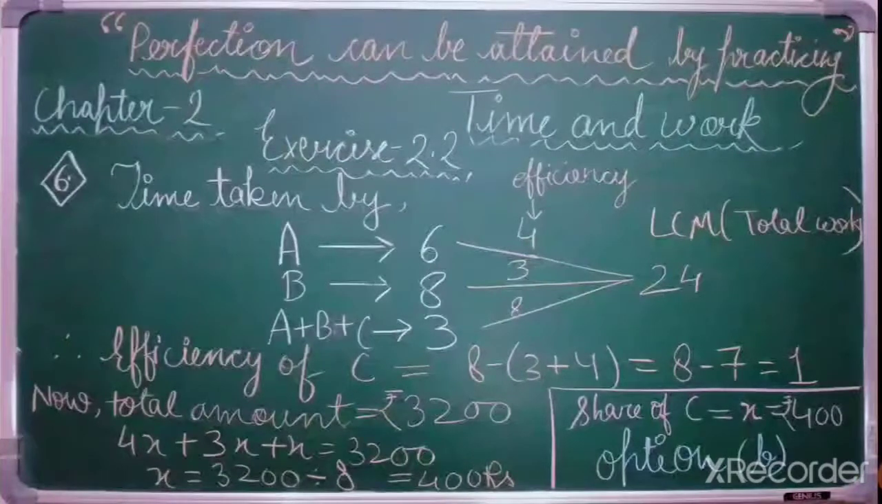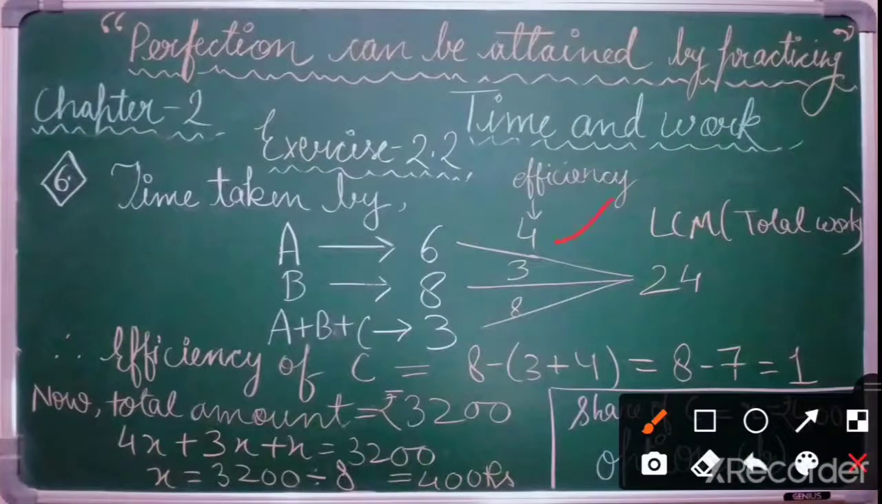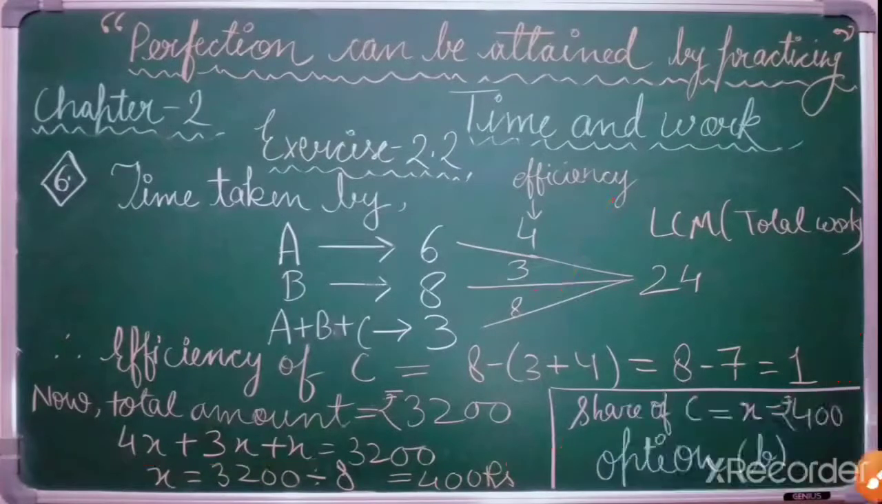Now, A is 4 times efficient, B is 3 times efficient and C is 1 time efficient, so they will be paid in the ratio of their efficiency only. So they will get 4x, 3x and x amount respectively. After adding, you would get x equal to 400 rupees. Since the efficiency of C is x, the share of C would be nothing but 400 rupees. That is option B.